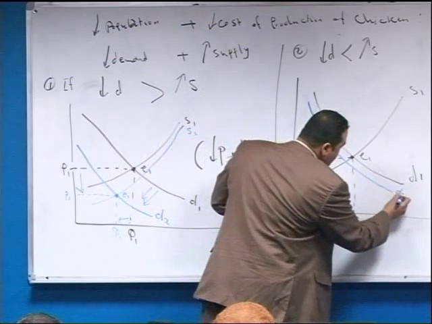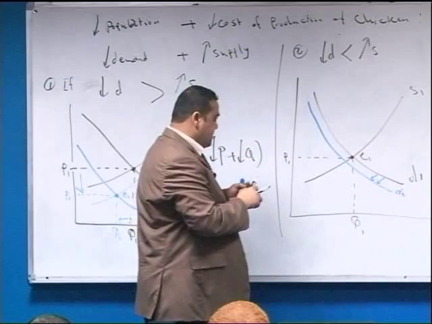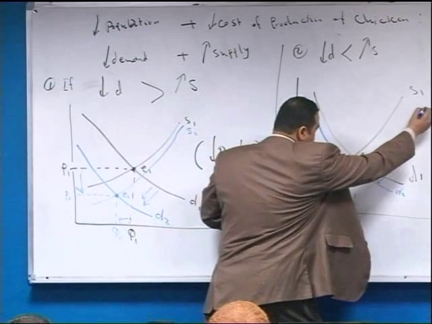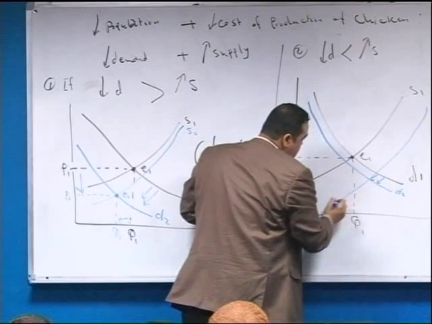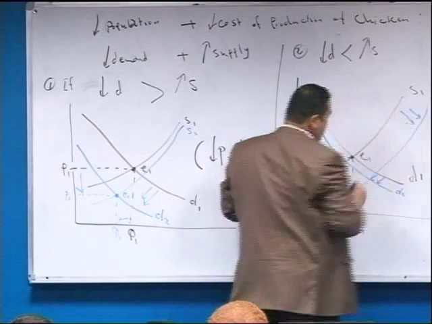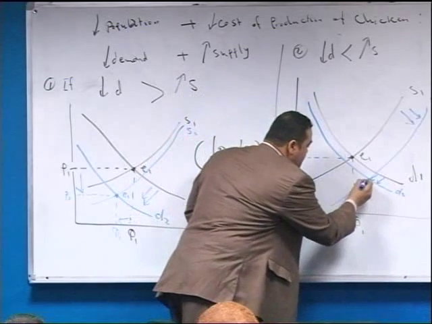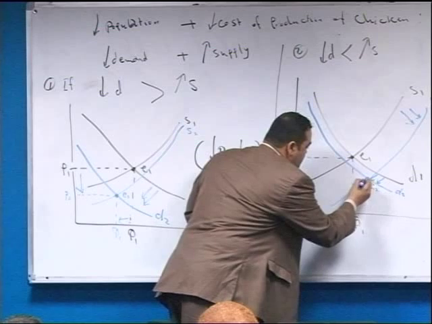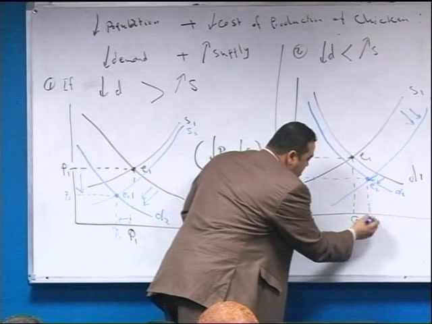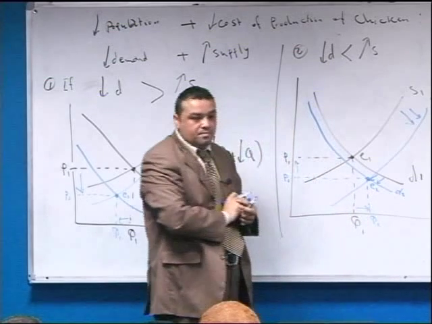D2 is smaller than the increasing in supply. So there is an increasing in supply by this amount, S2. The new equilibrium point is E2, P2, Q2. So what is the result?